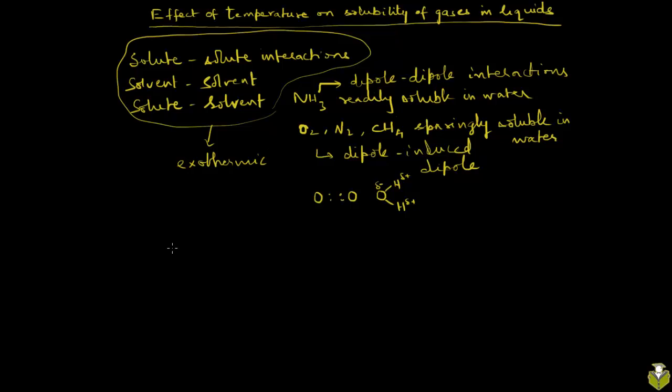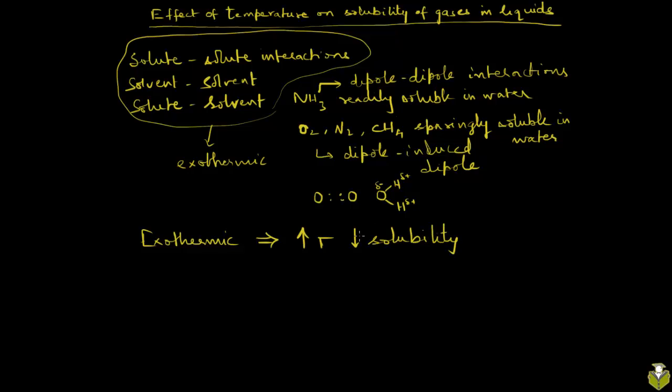But don't get me wrong, there are examples of solute-solvent systems where the gaseous solute dissolves in the solvent, with the overall dissolution process being endothermic. So we already know by Le Chatelier's principle that if a dissolution process is exothermic, increasing the temperature is going to decrease the solubility.